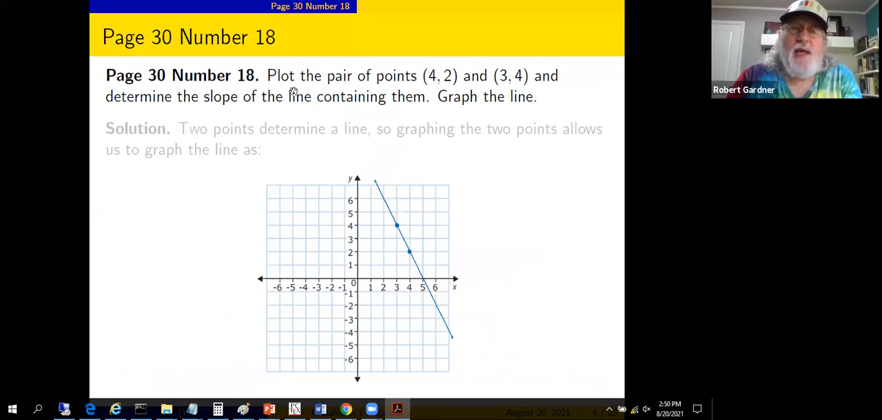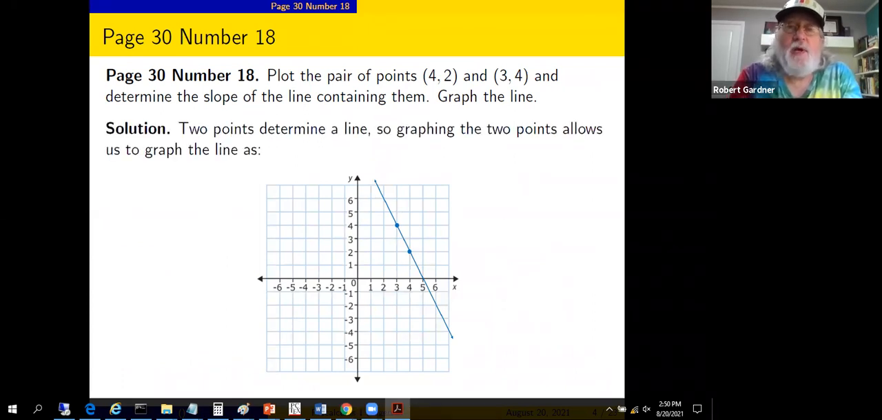Instructions here come to us as, plot the pair of points 4, 2 and 3, 4, and determine the slope of the line containing them and graph the line. Actually already got the graph inserted. So we'll plot the points. For the solution, we'll go 4 units over, 2 units up. There's the point 4, 2. We'll go 3 units over, 4 units up. There's the point 3, 4.